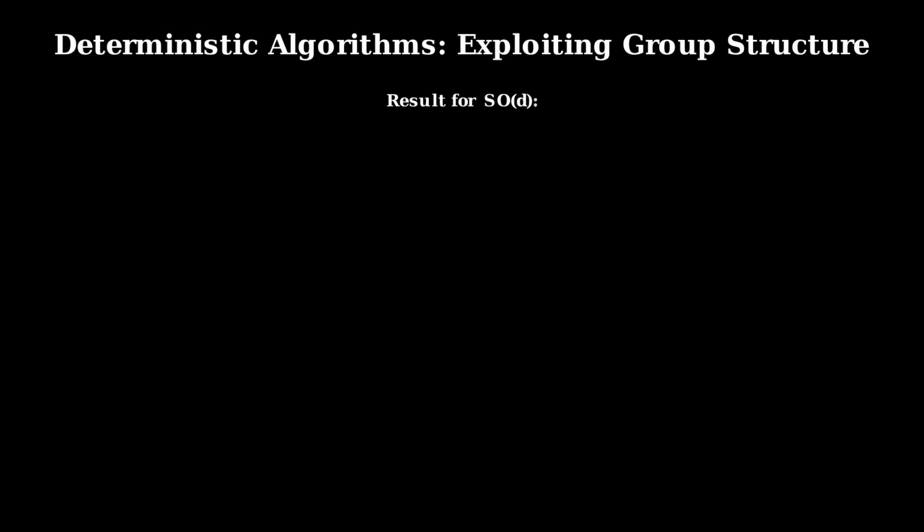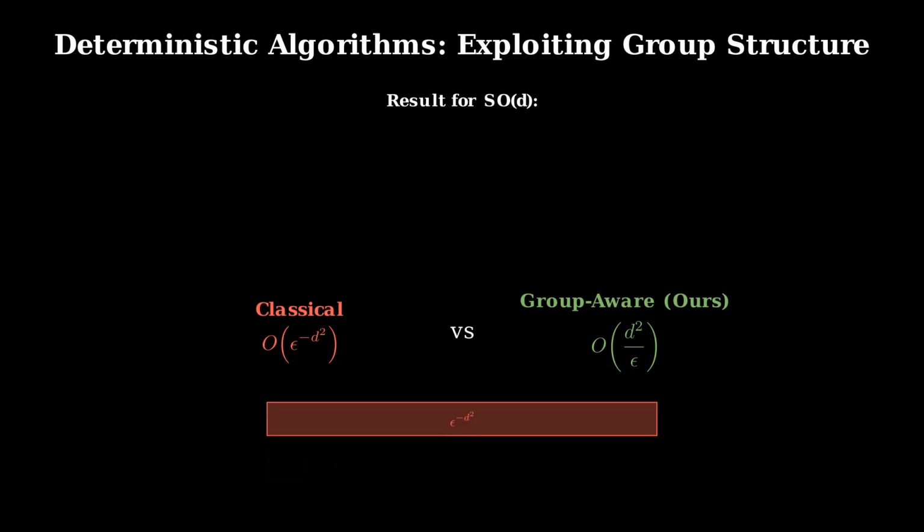For the rotation group SO(D), this yields dramatically reduced coverings, of size order D squared over epsilon instead of epsilon to the minus D squared. This is an exponential improvement.